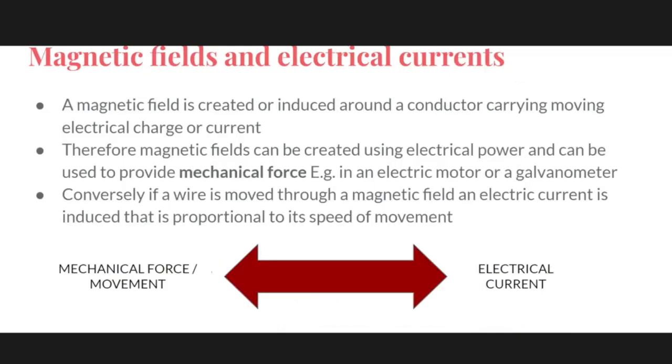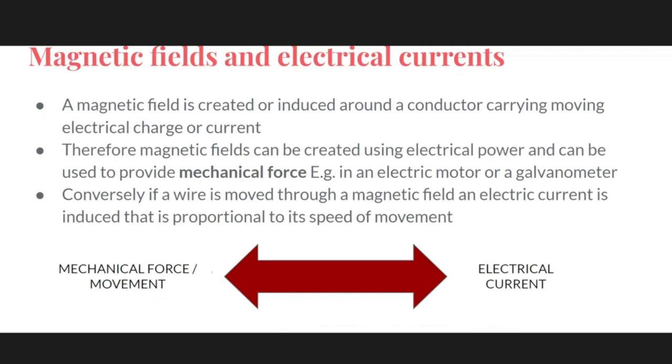So how does it relate to electrical currents? Basically, what I was saying earlier, a magnetic field is induced around a conductor which is carrying an electrical current. Therefore, magnetic fields can be created using electrical power, and that can be used to provide a mechanical force, for example in an electric motor. So the magnetism moves the motor around. And it also works the other way.